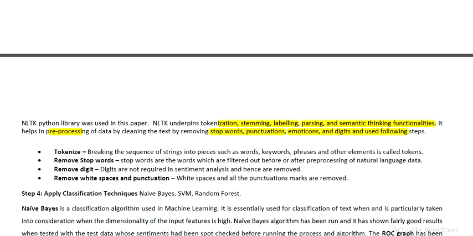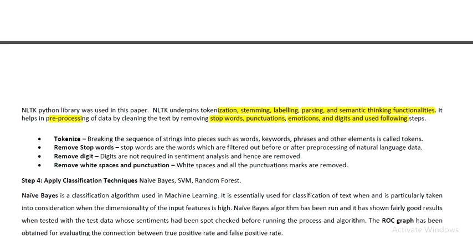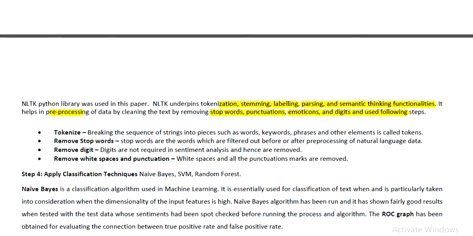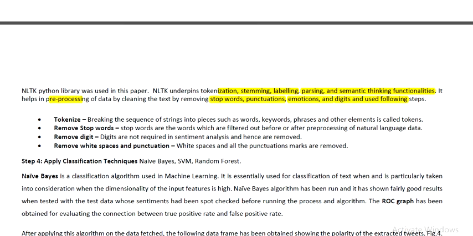Tokenization is the breaking of a sequence of a string into pieces such as words, keywords, phrases, and other elements, called tokens. Now, removal of stop words. Stop words are the words which are filtered out before or after pre-processing of natural language. Then there is the removal of digits. Digits are not required in sentiment analysis, so mainly they are removed. White space and punctuation are also removed.